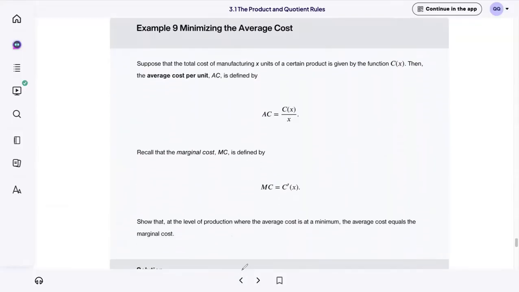Okay, let's see this application. Suppose the total cost of manufacturing x units of a certain product is given by this cost function. Then the average cost per unit is defined as such. So I have C of x divided by the quantity, which is called the average cost per unit, right? Because C of x is the total cost, divided by how many units are being produced. So that's the average cost. Then we call the marginal cost, remember, the marginal cost is the derivative of the cost function.